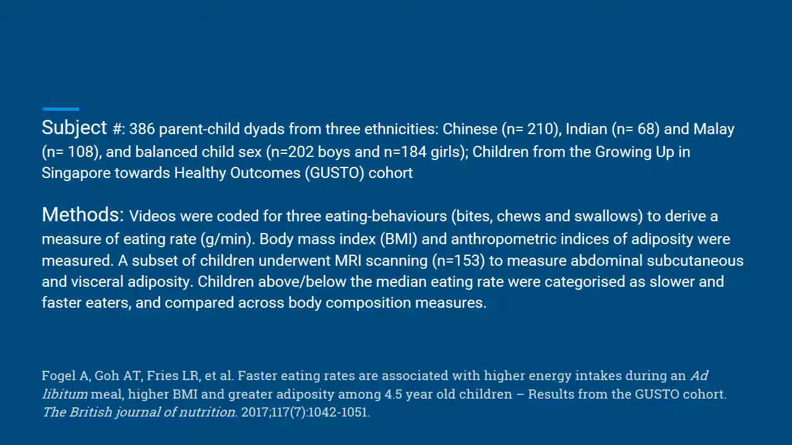Body mass index and anthropometric measurements were measured. Children also underwent MRI scanning to measure abdominal, subcutaneous, and visceral fat. Children above or below the median eating rate were categorized as slower or faster eaters and compared across body composition measurements.